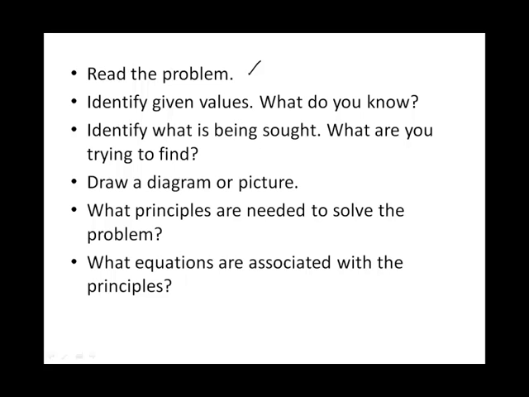Your next step is to identify any of the given values. For example, in our first problem here, to drop a ball, that initial speed of the ball is 0. But you might also be given the height of the building. You might be given the acceleration due to gravity. You'll probably not be told that there's no air resistance, but you're going to make that assumption unless it specifies that there is air resistance.